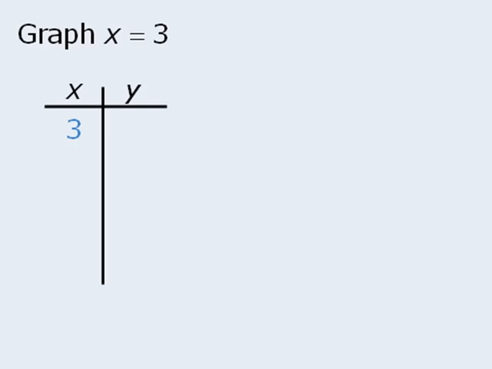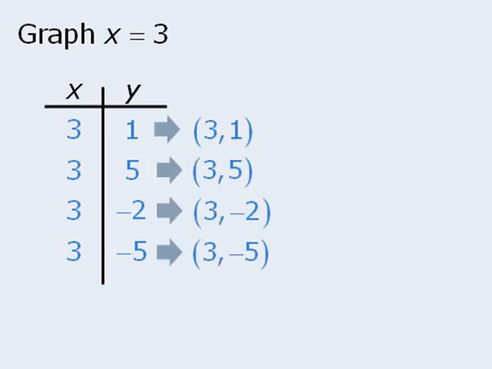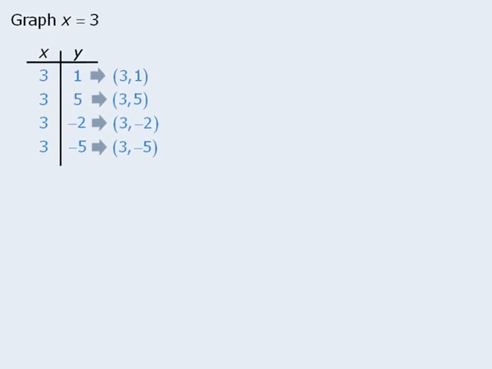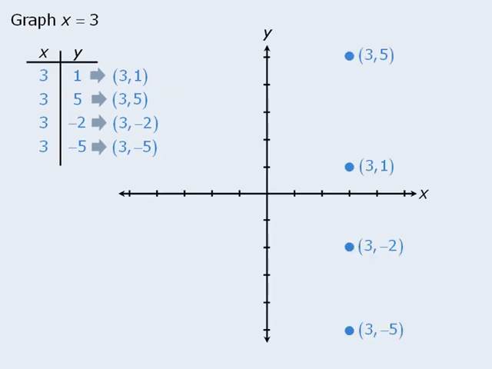Well, since the equation does not place any restriction on the value of y, y can be any value. So for example, y could equal 1. We now have one solution to our equation, x equals 3 and y equals 1. Another solution is x equals 3 and y equals 5. And here are two more solutions. From here, we can convert these solutions into individual points so we can add them to the xy coordinate plane.